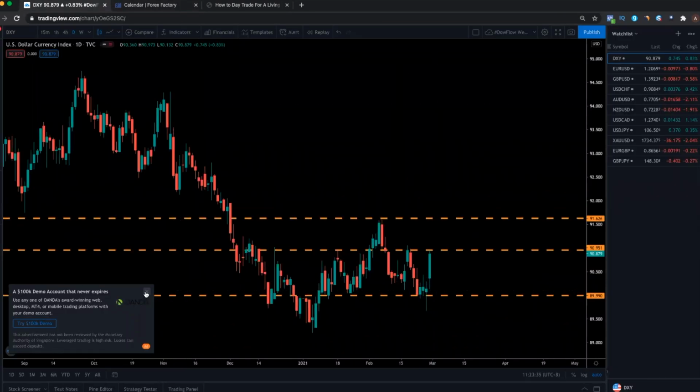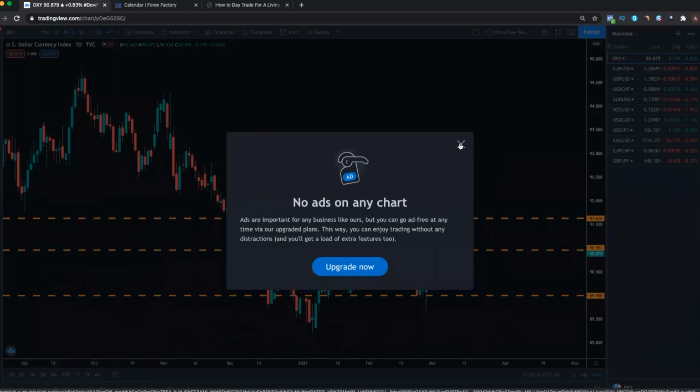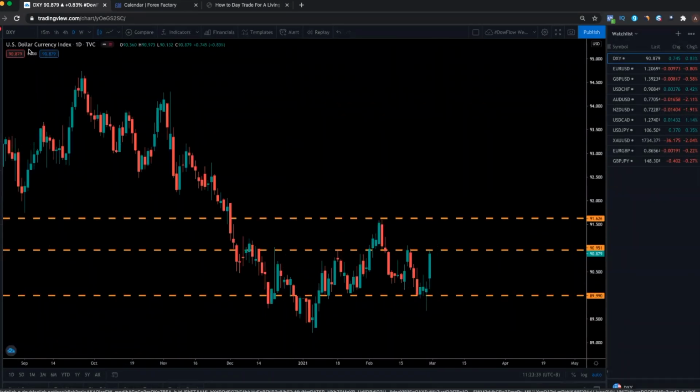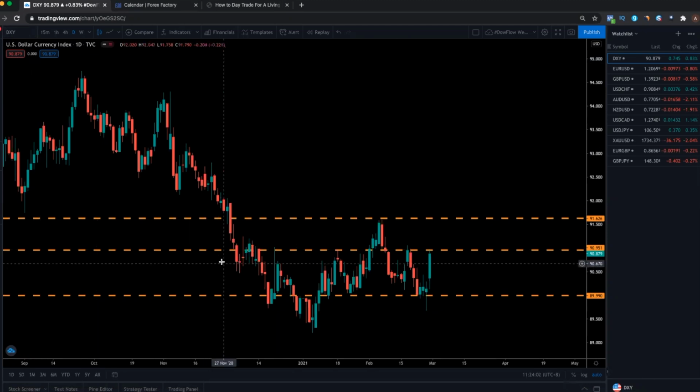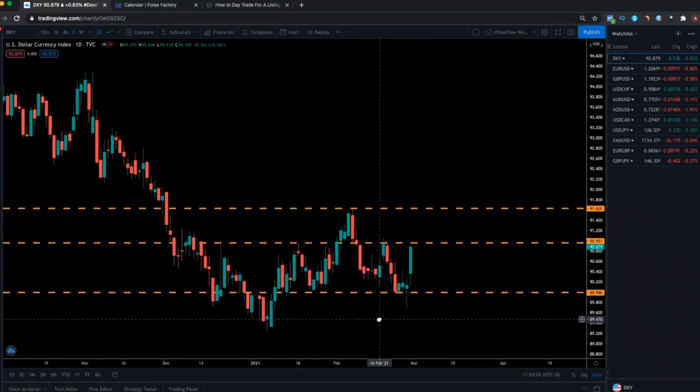I want to start this analysis off with the DXY, which stands for the dollar index. Now, understanding the dollar index is very important because it tells us where USD is going to move, the direction of USD. And USD is the main currency. So if you know where US dollar is going to move, then you know what to do for a lot of the currency pairs like the Aussie dollar, Kiwi dollar, pound dollar, and so on and so forth. So right here, we have the dollar index. So I've plotted the levels out.